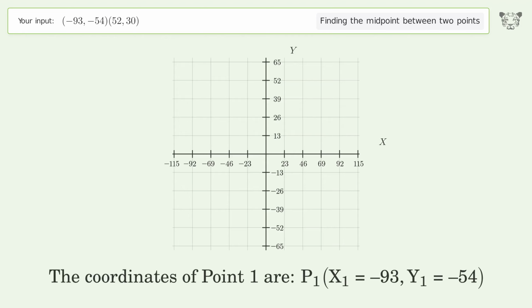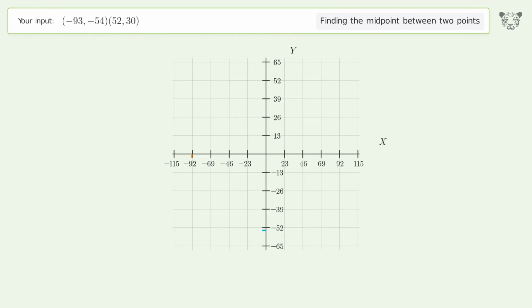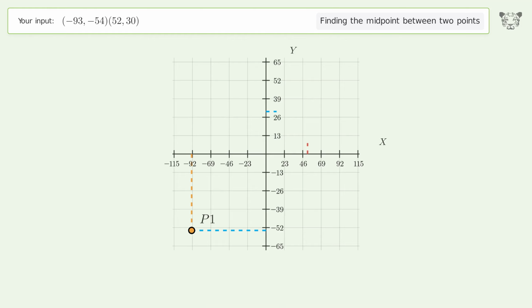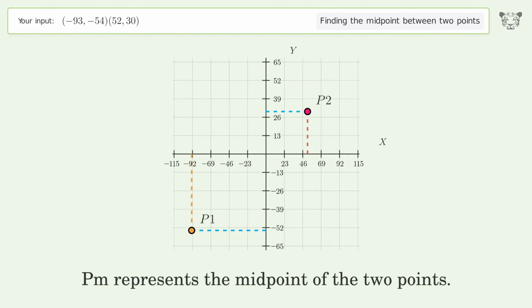The coordinates of point 1 are, x1 equals -93, y1 equals -54. The coordinates of point 2 are, x2 equals 52, y2 equals 30. PM represents the midpoint of the 2 points.